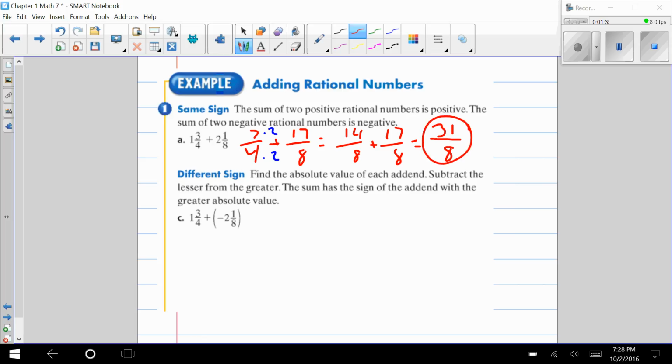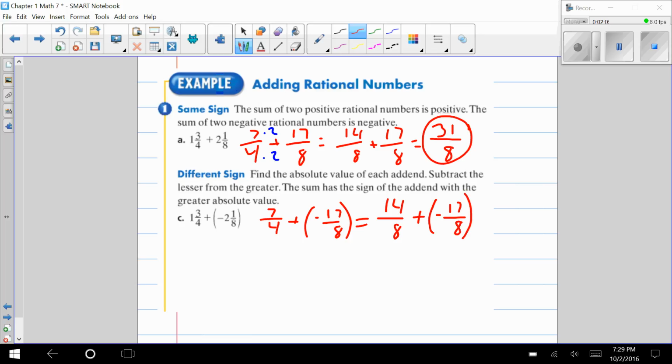If they have a different sign, like our second example, remember we subtract the two numbers and take the sign of the bigger, just like with integers and decimals. So let's first turn them into improper fractions. 1 3/4 again becomes 7/4. 2 1/8 again becomes 17/8. The only difference now is that it's a negative. We get a common denominator just as we did before. So we have 14/8 plus negative 17/8.